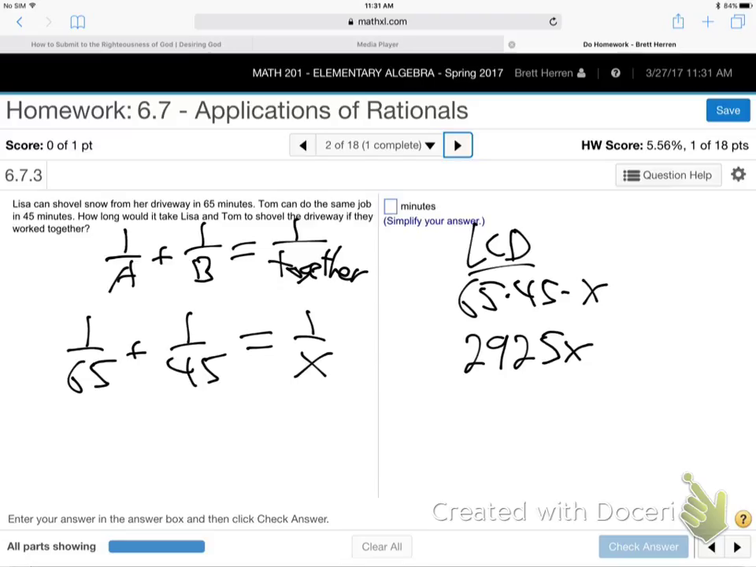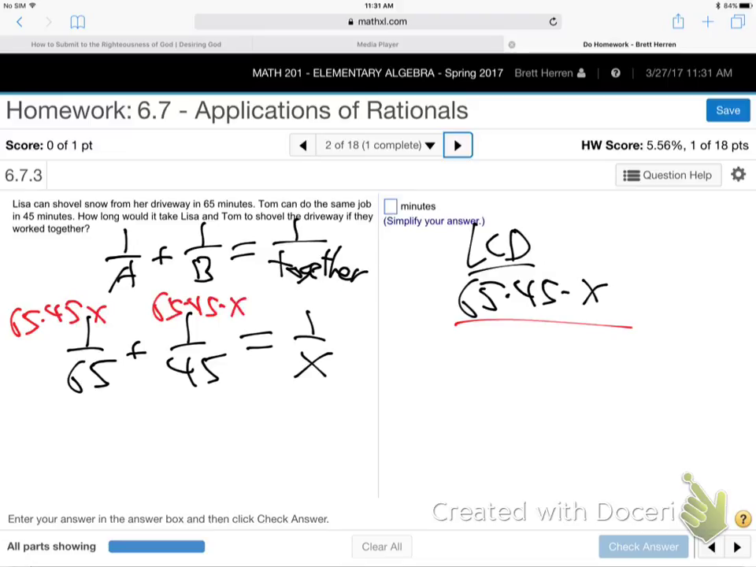Actually, you know what, guys? I think I can make it even a little bit easier. You could actually just leave the LCD like this and not even figure out what that number is. Just say, hey, it's all three. Remember, because LCDs are one of each, right? So I'm just going to put 65, 45x, 65, 45x, 65, 45x. Either way, or you can put that 2925 number. Either way, I think this might be quicker, though. Just put all three of them.